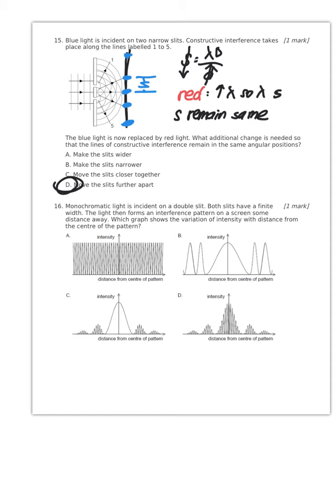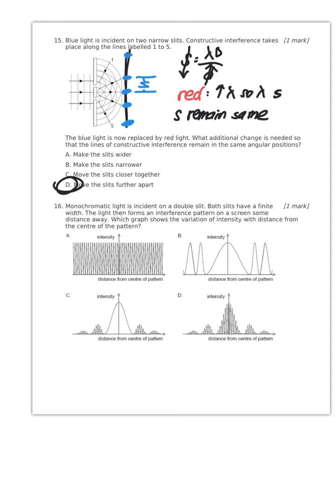Okay, number 16. Monochromatic light is on a double slit, slits of a finite width. The light then forms an interference pattern on the screen, which shows the variation of intensity with distance from the center of the pattern. This is on two slits. And A looks good. We have the peaks and troughs. We have the constructive interference and destructive interference alternating.